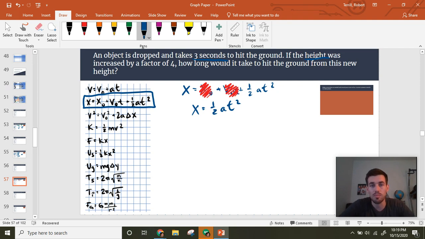I'm going to multiply both sides by 2. That's 2x equals at squared. I'm going to divide both sides by a. That's 2x over a equals t squared. And then I'm just going to square root both sides.